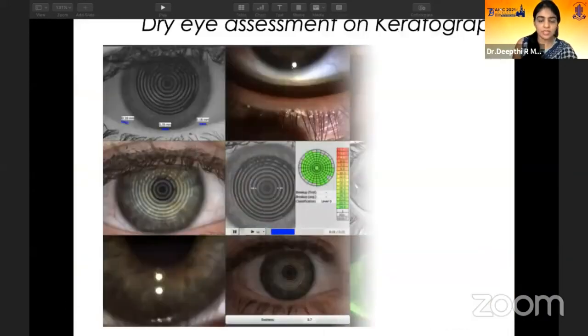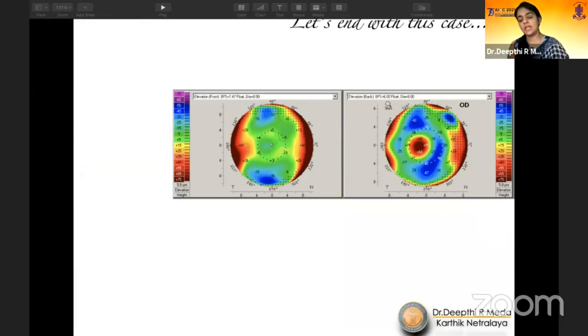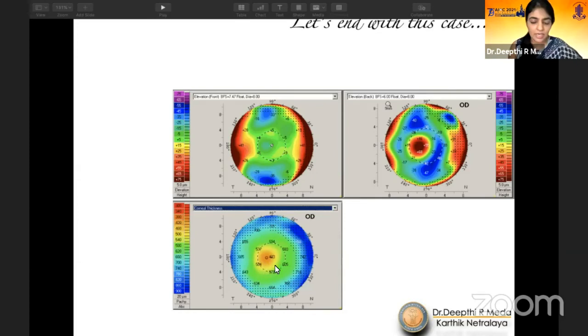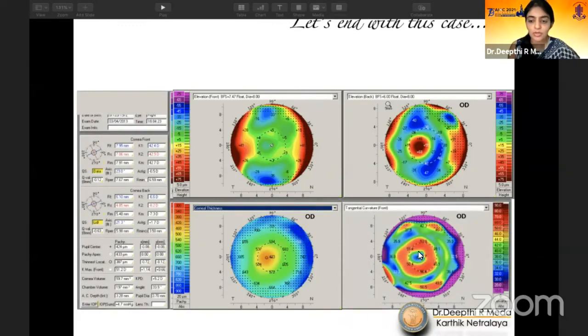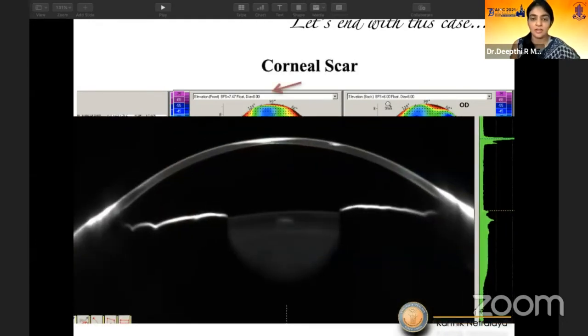So to sum up, I'll sum it up with this case where you have a very steep posterior, it's almost 50. This is a Pentacam. Corresponding very thin area of 400. So it looks like a keratoconus, but bang on, when you look at the topography map, it's flat rather than steep. So this is a patient with a corneal scar.